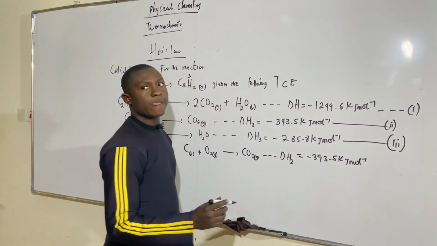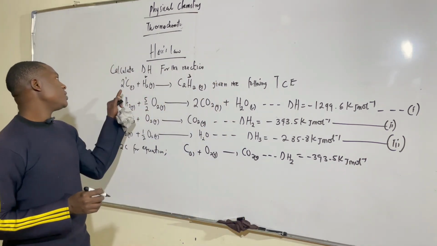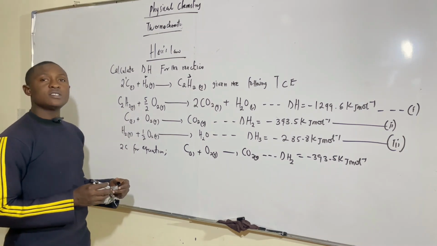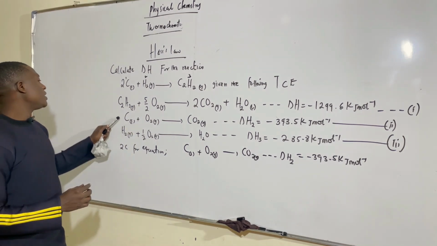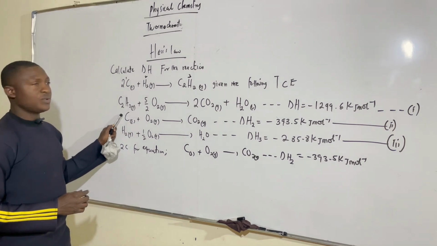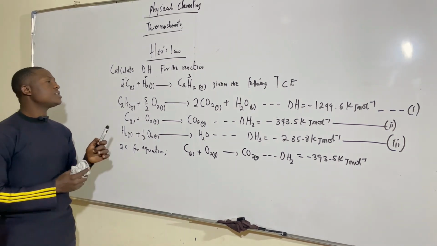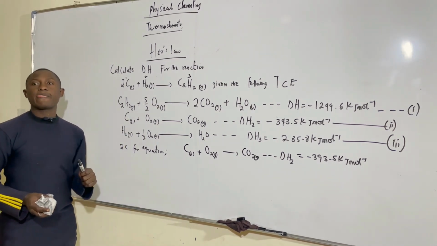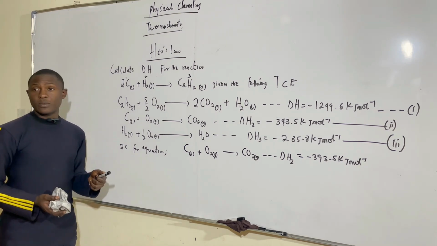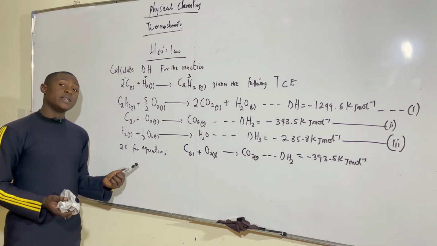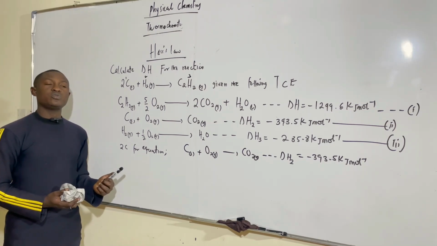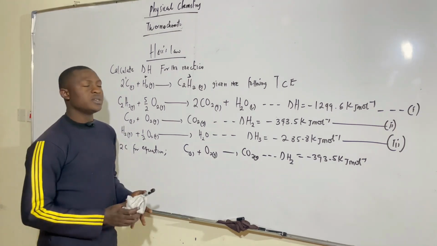Let me repeat myself. The first thing, just consider the one you are looking for. Out of those 3 equations, there will be one that is related to it. For the carbon, this is the one that is related, equation 2. But in the equation we are looking for, how many carbon do we have there? We have 2 carbon. And here, how many carbon do we have? 1. Are they balanced? So what do we need to do? We need to multiply all this equation by 2.